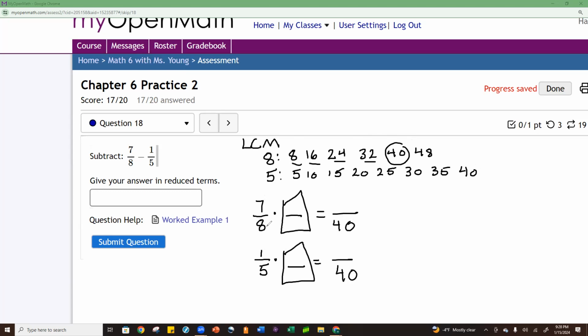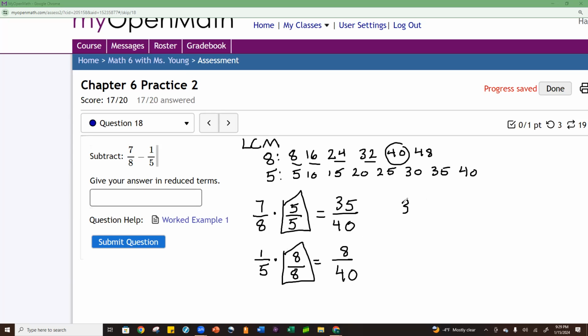So my 8, to turn it into a 40, I multiply by 5. Giant ones need to have matching numerators and denominators because that's what makes them equal 1. 7 times 5 is 35. 5 times a what gets me 40? 8. Put 8 in the numerator. 1 times 8 gets me 8.